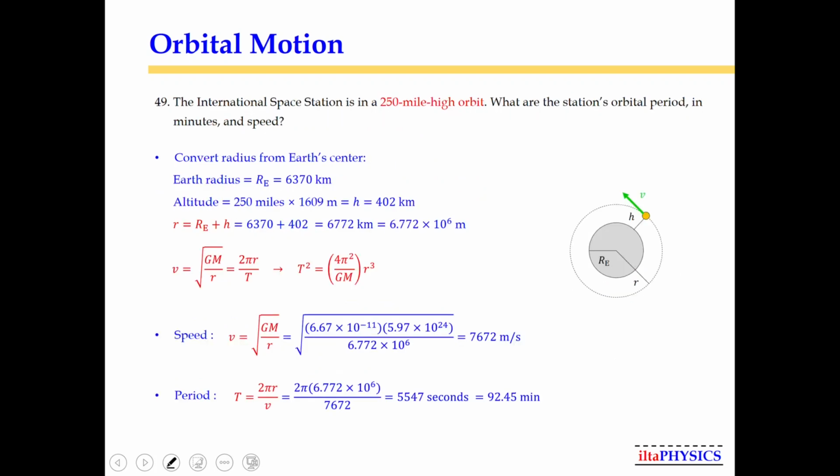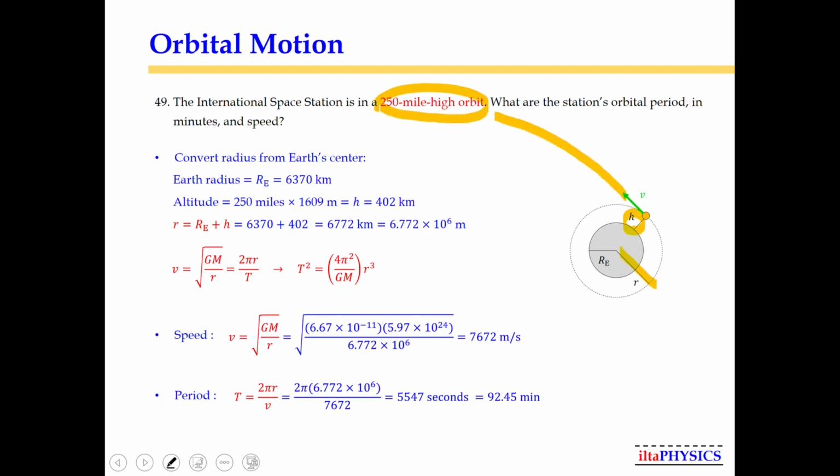Problem number 49 asks us to find the period and speed of the space station orbiting at an altitude of 250 miles above Earth. Let us picture Earth and the space station in orbital motion, just like in the diagram on the right. One thing you need to be careful about in this problem is that the altitude of the satellite is given as 250 miles.